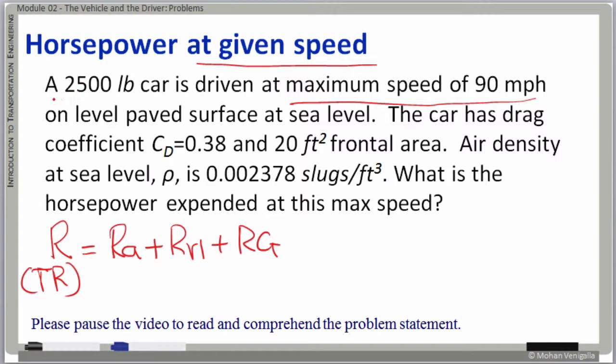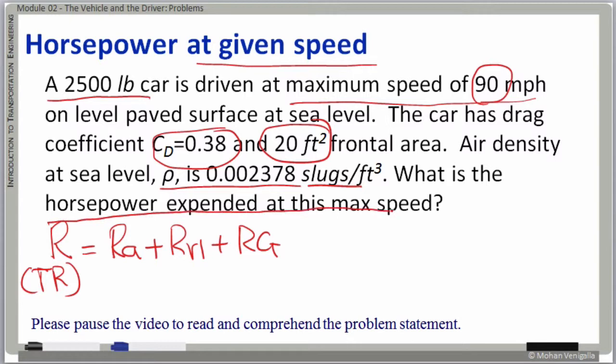Now, what was given to us is a 2500 pound car, that's the weight of the car, designed to drive at a maximum speed of 90 miles per hour, has a drag coefficient of 0.38 and frontal area of 20 square feet, and sea level air density. We are solving this problem at sea level. Sea level air density is given as 0.002378 slugs per cubic feet. And what is the horsepower expended at this maximum speed? This is a straightforward application of the formula of RA, RL, and RG.